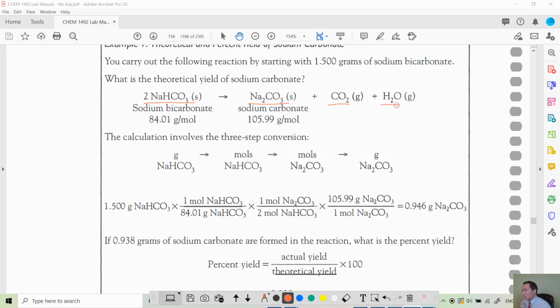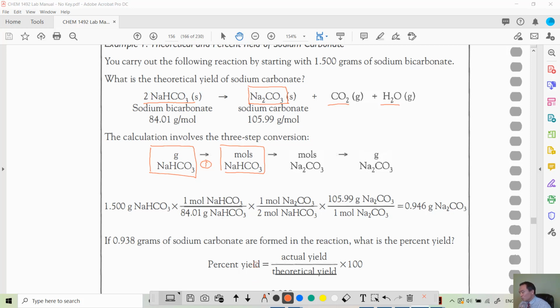To calculate the theoretical yield for the product sodium carbonate, we need to go through a 3-step conversion as clearly listed over here. Here's what we have to begin with. First, we have grams of sodium bicarbonate, which is what we weighed out in the first step of the experiment. You weigh this out and you want to convert this to moles of sodium bicarbonate. That's our first step.